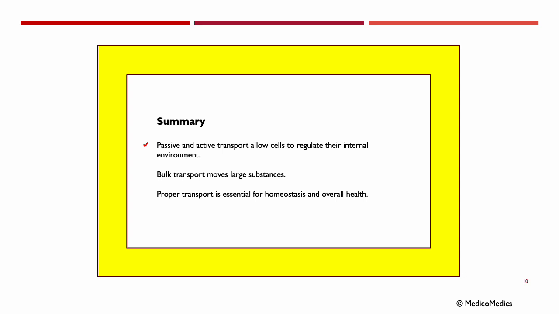So in summary then, passive and active transport allow cells to regulate their internal environment. Bulk transport moves large substances. Proper transport is essential for homeostasis and overall health.